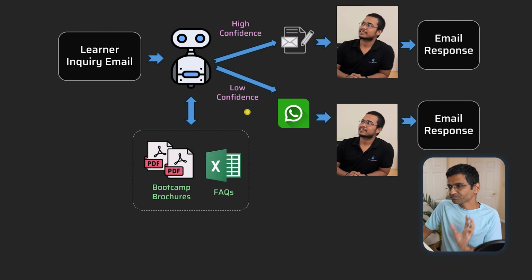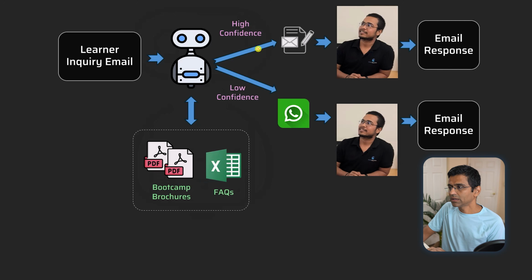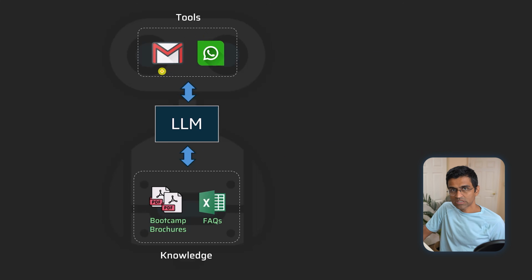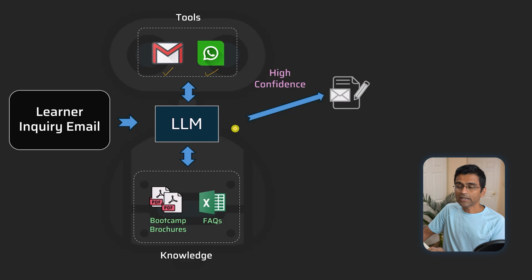In our case, this AI agent has access to tools such as Gmail or WhatsApp, because when it is drafting an email, it will draft that email using Gmail or Outlook. Whatever is your email tool, you can integrate that with your AI agent, and it is using that, right? So it is using Gmail and WhatsApp as tools. It also has access to the bootcamp brochure and FAQ. This is called knowledge. So this is knowledge, this is tool. It will have its own memory, and using that, it will take the question and take some action.